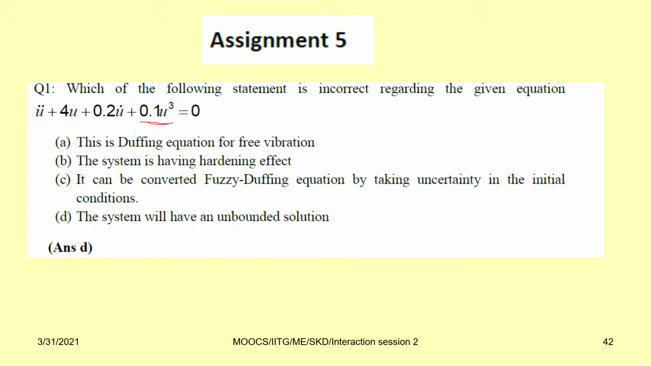It can be converted to a fuzzy Duffing equation by taking uncertainty in the initial conditions also. So this is also correct. For example, that variable u you can take as a fuzzy variable also. I hope by this time you know what a fuzzy variable is. Here you can take different membership functions and convert this Duffing equation to a fuzzy Duffing equation. So this variable can be written in a fuzzy way.